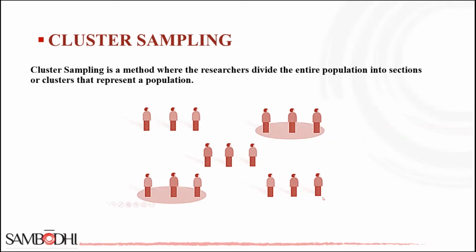Let's understand now what is cluster sampling. Cluster sampling is a method where the researcher divides the entire population into sections or clusters that represent the population. So it is a method where the researcher takes a few people from the entire population in clusters that represent the population itself. We'll understand deeply. Clusters are identified and included in a sample based on demographic parameters like age, sex, location, etc. This makes it very simple for a survey creator to derive effective inferences from the feedback.